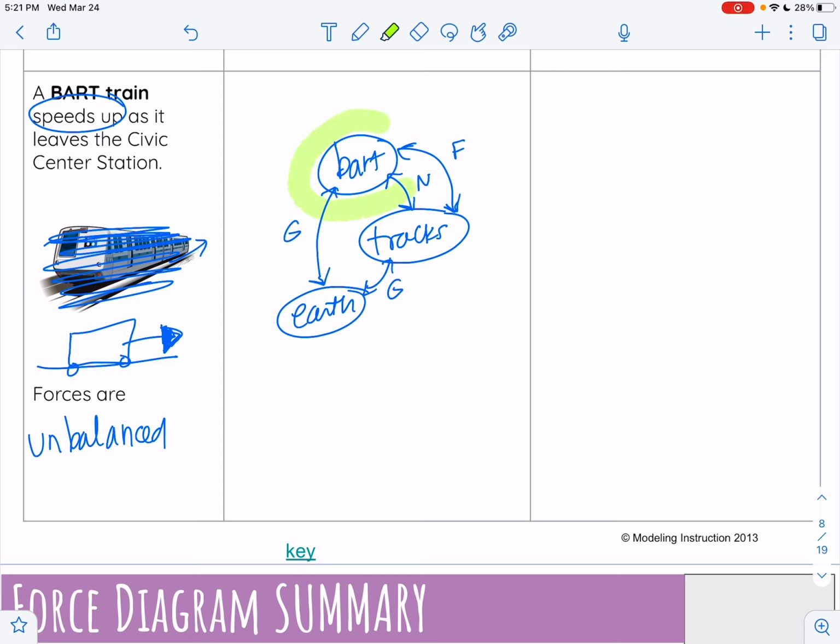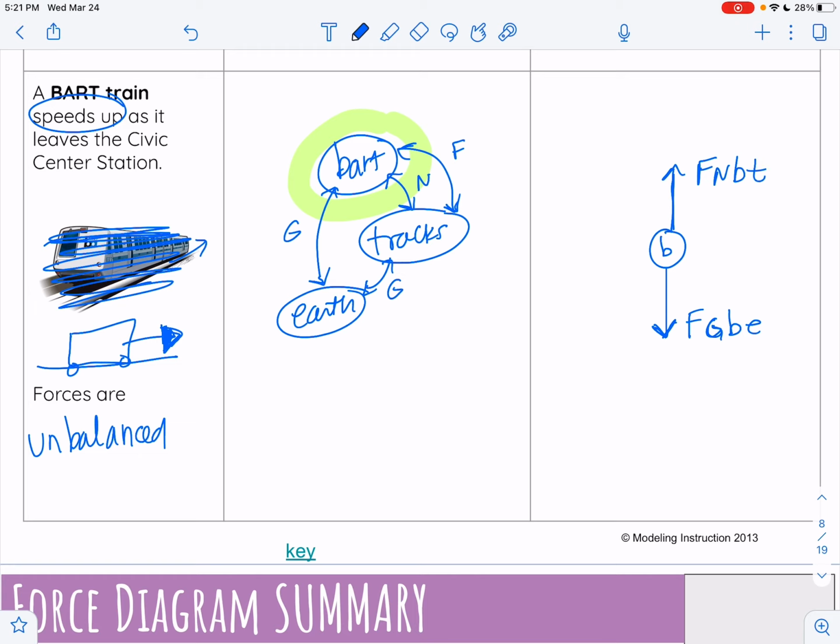All right, so we're looking for the BART train. So that's going to be my feeler. Force of gravity is going to go first, because I always want to add that first because I always know it's there and it's always down. So force of gravity, BART and earth. And then upward, the track, since it's on a surface, it's going to be pushing it upward. So that's going to be FN BART track.